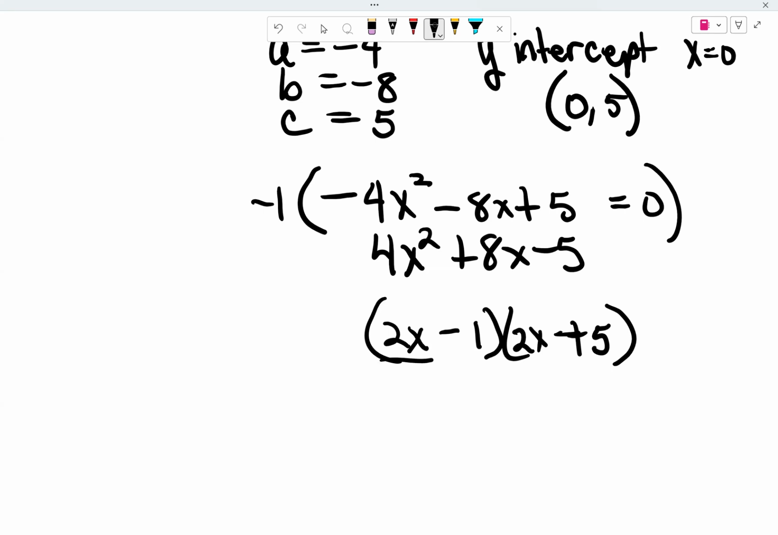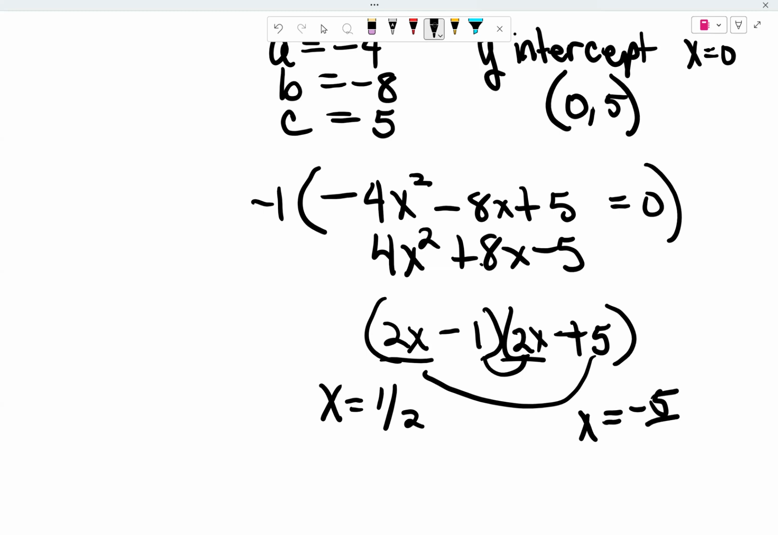Because this gives us 4x squared, yes? This gives us negative 5. And if you do inner outer, you do get positive 10x. So our solutions are x equals positive 1/2, and x also can equal negative 5 over 2.